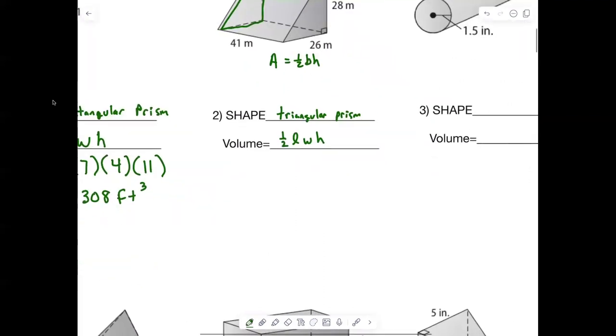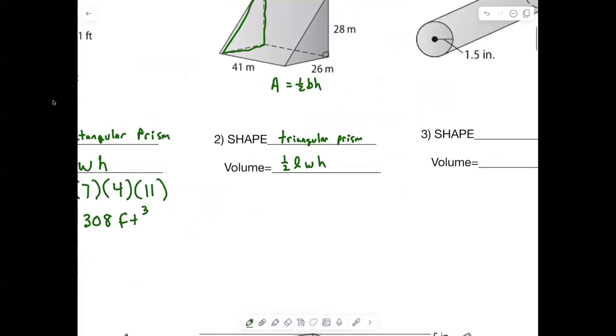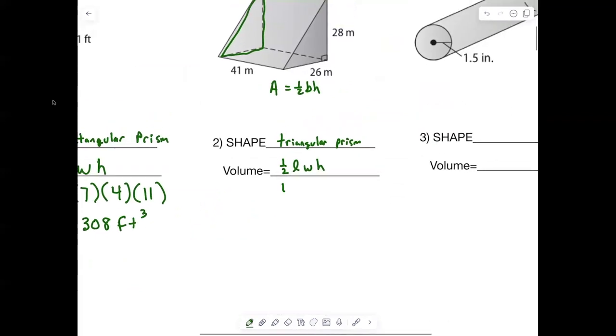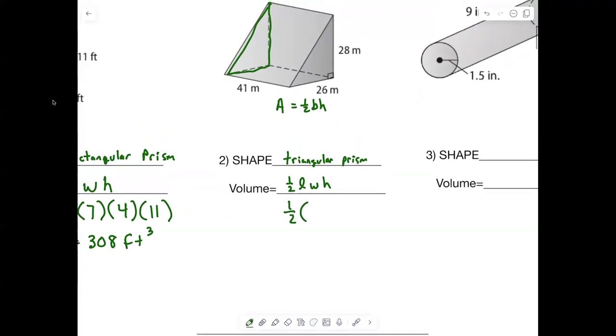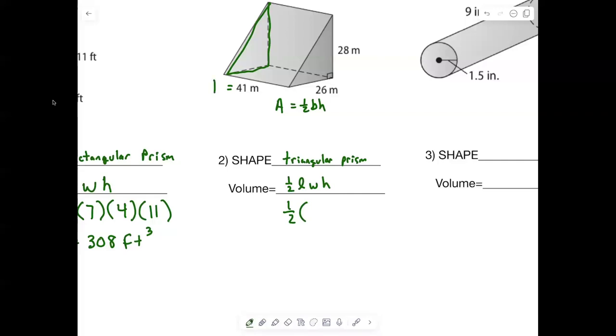So again, everybody writes down V equals 1/2 LWH, and then I want everybody to put down 1/2. What's the length? 40. Actually, 41 is considered the what? Does it really matter in the grand scheme of things? No, but I really want everybody to know that 41 represents the height. Now, why is it the height? Because it's the distance between the two bases.